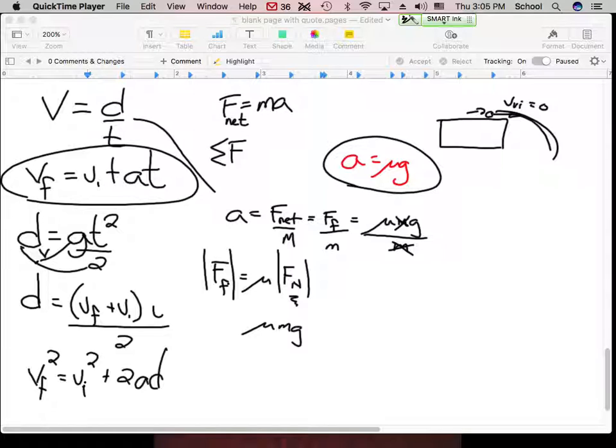But again, a equals mu g only works if friction force is my only force, therefore my net force. If there's anything else pushing or pulling on it, then that doesn't work. Now, again, you can derive that from all the formulas that are on the formula page, or you can just remember a super simple formula. And that can help you in what you're doing.